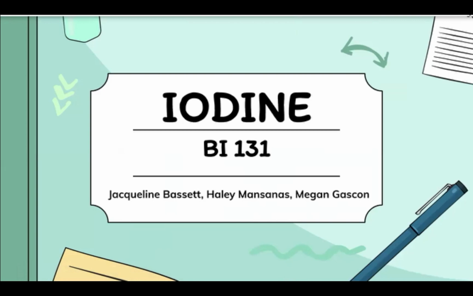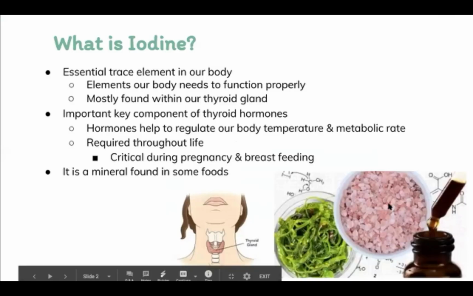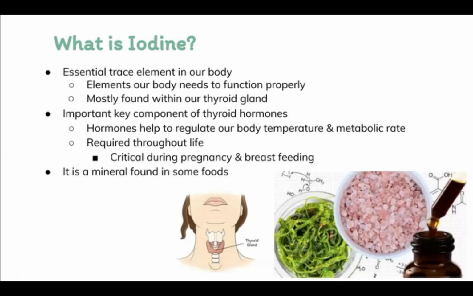and we did our presentation on the nutrient iodine. Okay. So what is iodine? Iodine is essentially a trace element in our body. This means that element needs to function properly but are needed in very small amounts. It's mostly found within our thyroid gland and during our body's synthesis of thyroid hormones.